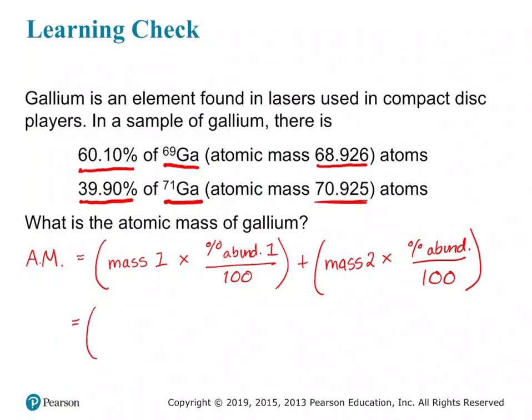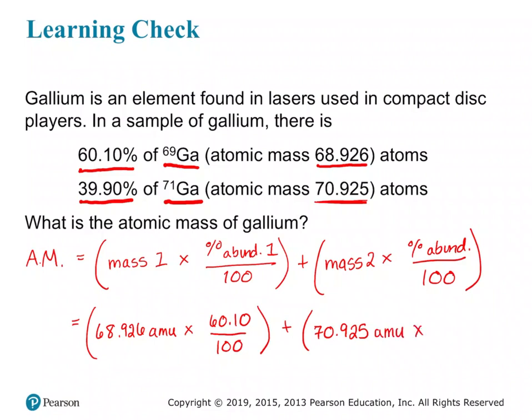Let's start with gallium-69. The exact mass is 68.926 AMU, atomic mass units, and we're going to multiply that by the percentage, 60.1 over 100. And we'll do the same thing for isotope 2. The exact mass of gallium-71 is 70.925 AMU, and then the percentage is 39.9 over 100.